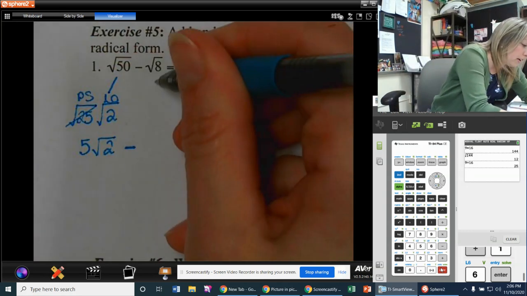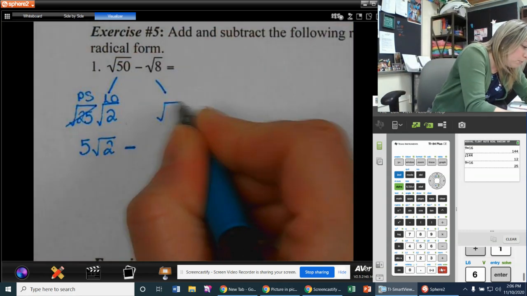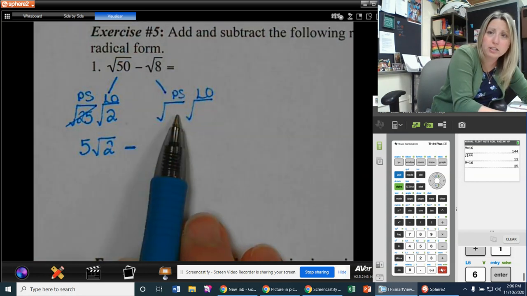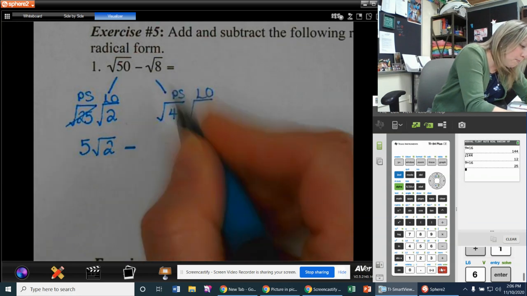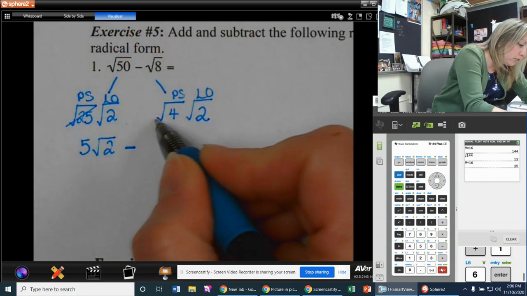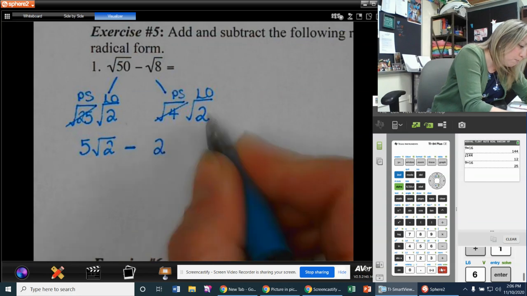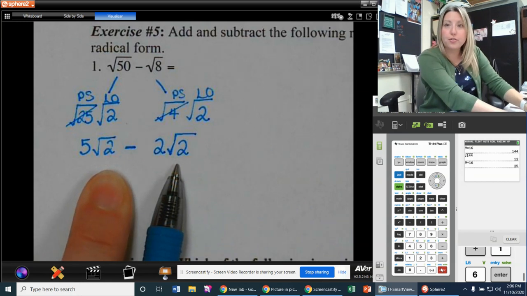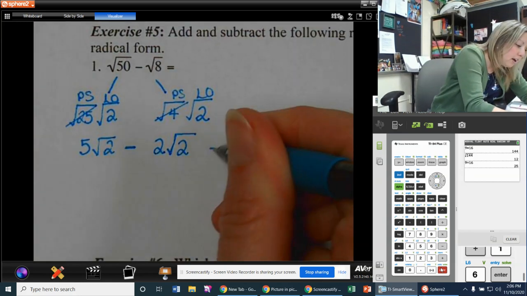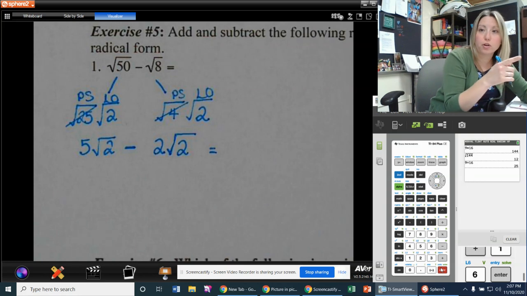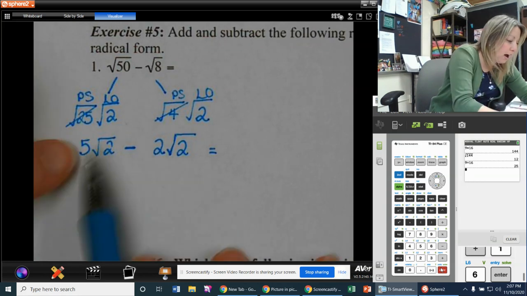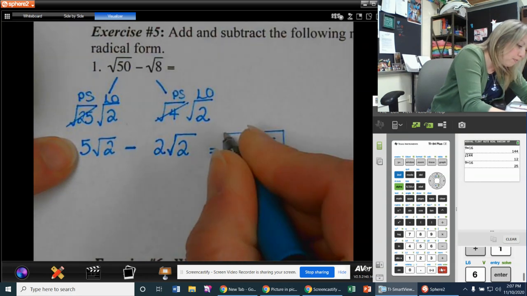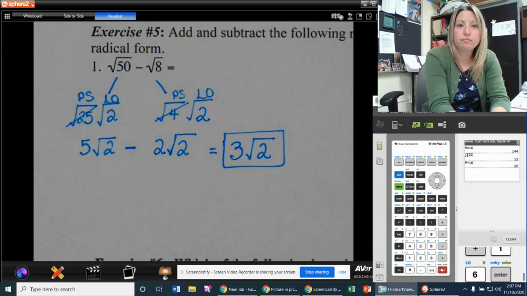Now let's try simplifying radical 8 into perfect square and leftover. Well, the perfect square that divides evenly into 8 is 4. And 8 divided by 4 is 2 as the leftover. And what is the square root of 4? It's 2. Bring that radical leftover. Now look at my radicands. They're the same, so I can add their coefficients or subtract their coefficients. 5 minus 2 is 3 radical 2. That's my final answer.